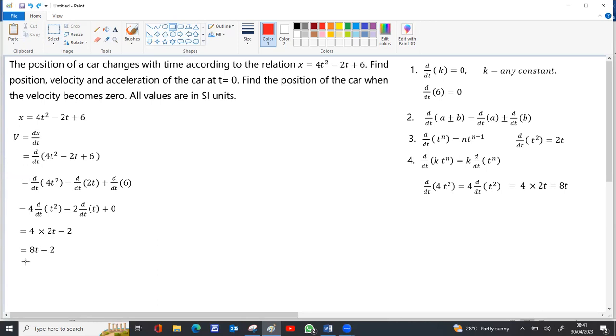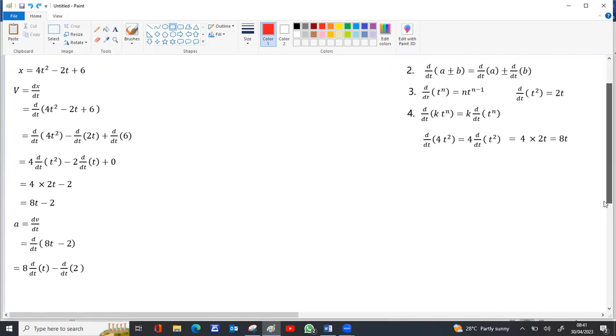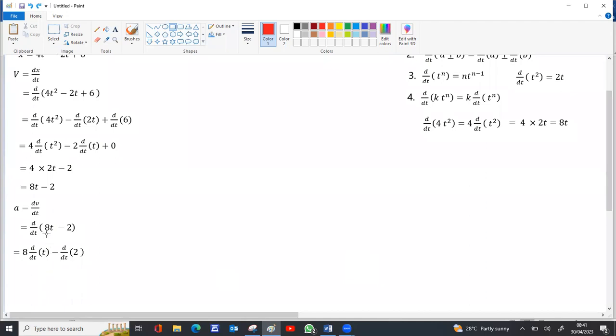Now we have learned the acceleration formula. Acceleration is the rate of change of velocity. So a equals d by dt of v. Then you substitute this v formula here, instead of v, 8t minus 2. So d by dt of 8t minus 2. Here also we have addition and subtraction terms, so by rule number 2, we make it separate as 2 terms: d by dt of 8t minus d by dt of 2. Here we can take 8 outside as per rule number 4. K will come outside, so 8 will go outside. Then d by dt of t minus d by dt of 2.